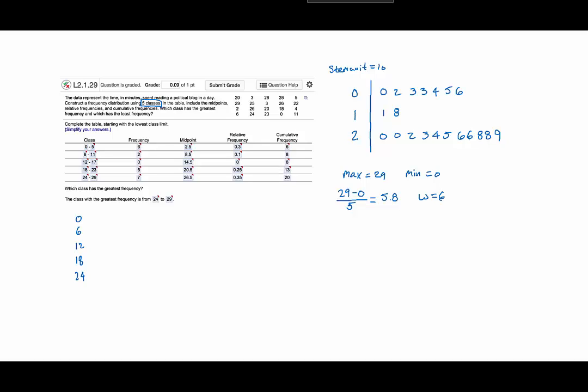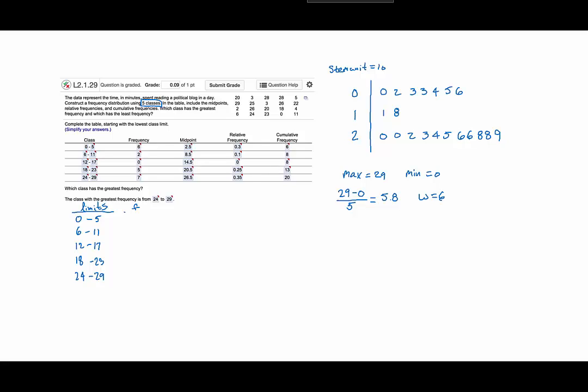In order to find the upper class limits, we'll subtract 1 from each of the lower class limits. 6 minus 1 is 5. 12 minus 1 is 11. Or we can just add the class width repeatedly like we did to find the lower class limits. 5 plus 6 is 11, plus 6 is 17, plus 6 is 23, plus 6 is 29. So now we have the class limits.